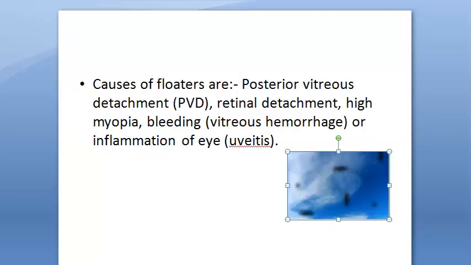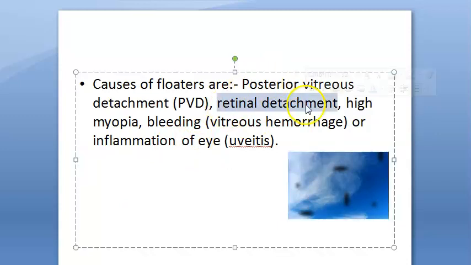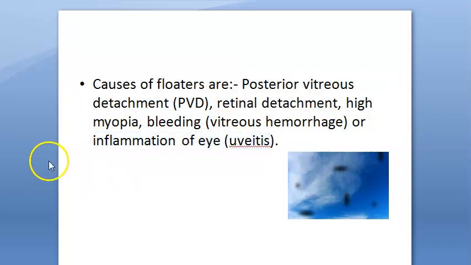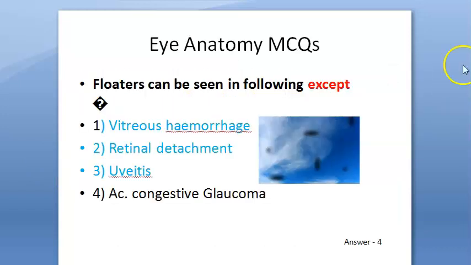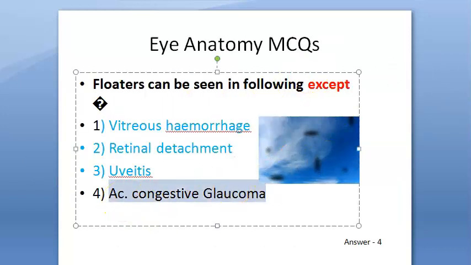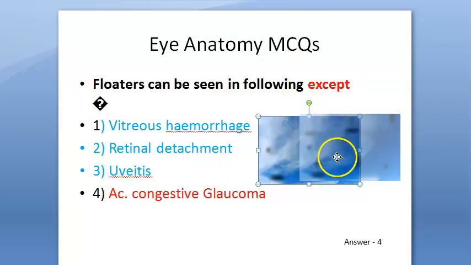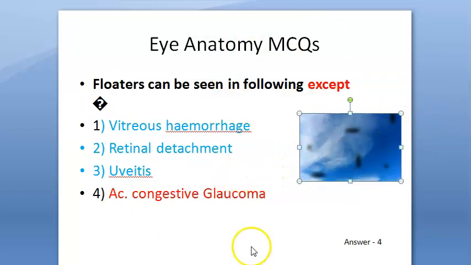Let's look at some explanation. The patient is seeing these floaters, so it can happen because of retinal detachment, vitreous hemorrhage, uveitis, these three we have already seen. High myopia, they are saying high myopia, and posterior vitreous detachment. What is this? Even the vitreous will detach. Inflammation of the eye, that is uveitis. So these are the options they have given us. We have marked this as the answer. In acute congestive glaucoma, there will be no floaters.